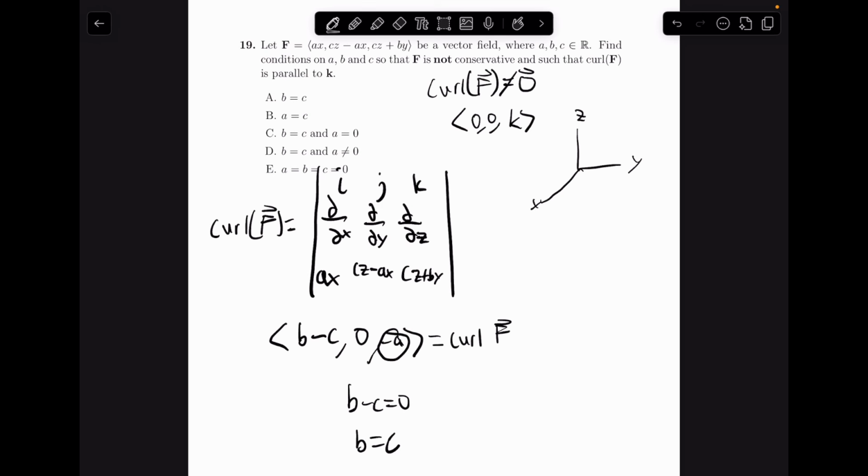And we want a to not be 0, pretty much. Because if a were 0, then it wouldn't be even, it would just be a point. It would be just 0, 0, 0. So we want a not equal to 0, and the negative sign doesn't matter. We're not really worried about which direction. It just has to be parallel. Okay, so b equals c and a is not equal to 0. And which answer is that? Yeah, it's D.